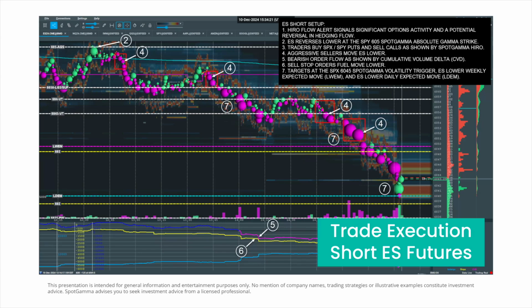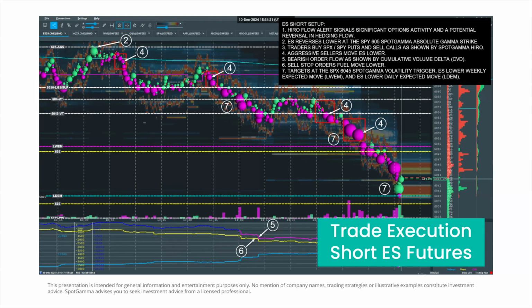The Bookmap chart shows that ES reversed lower at the SPY 605 absolute gamma strike, that's around ES 6068.25, just after 12:30 p.m. Eastern Time, that's label 2 on the chart. ES continued to move lower as traders bought puts and sold calls. Market makers sold ES futures to hedge their delta exposure, and aggressive traders fueled the move lower.